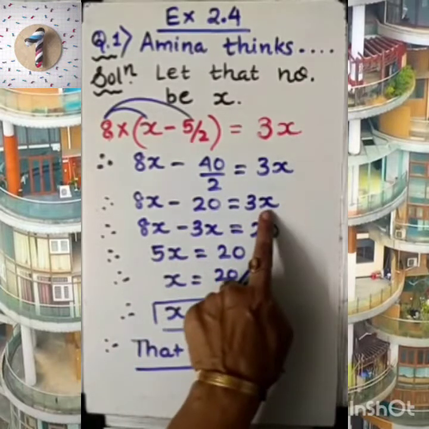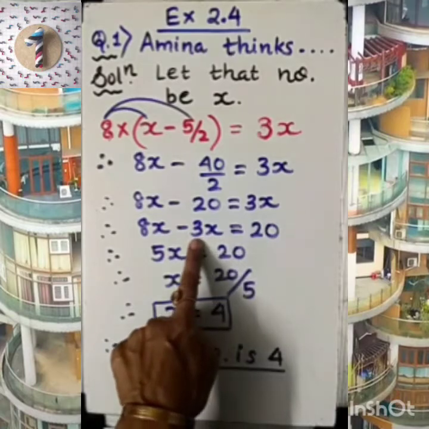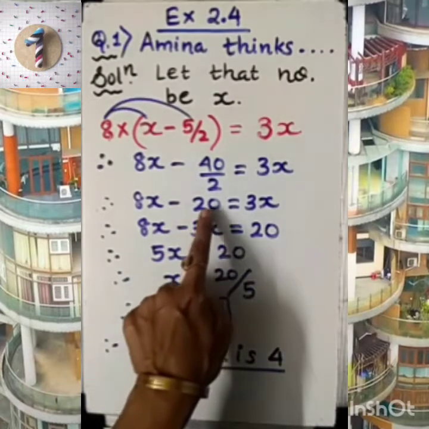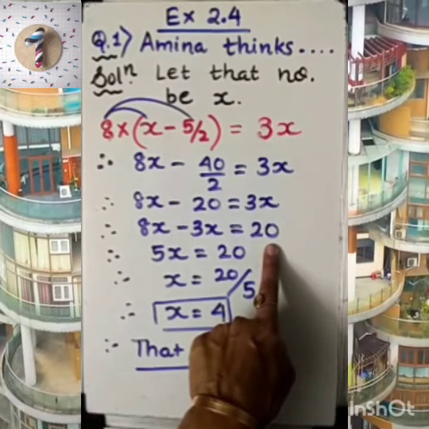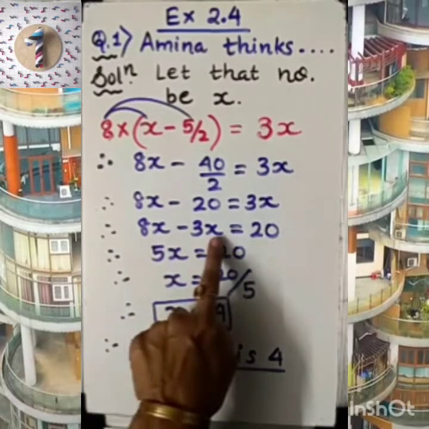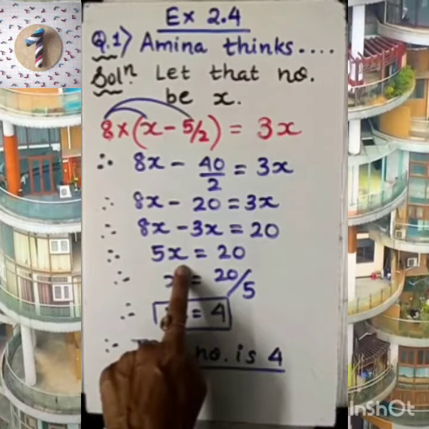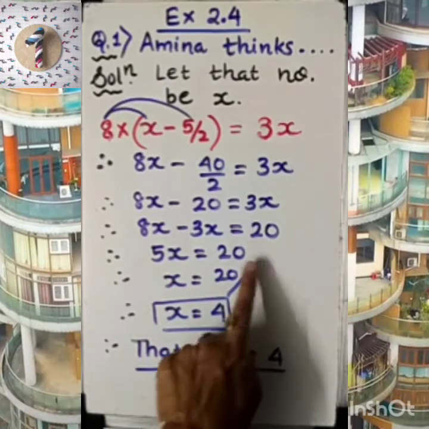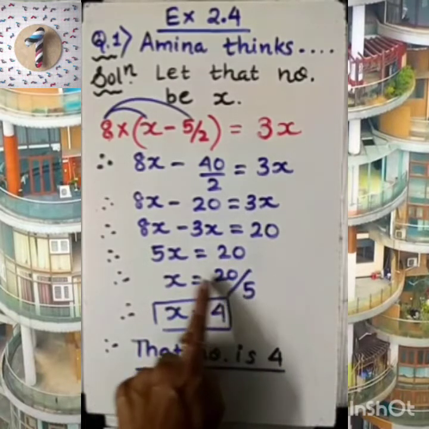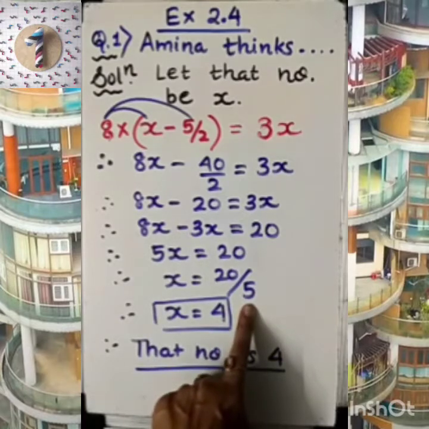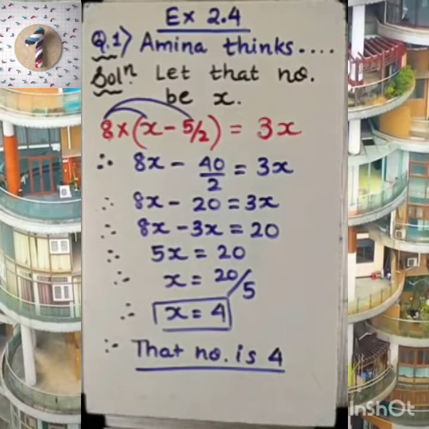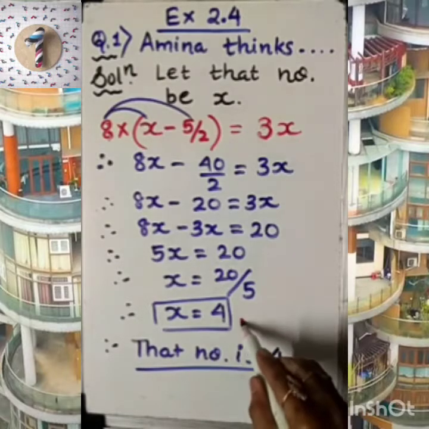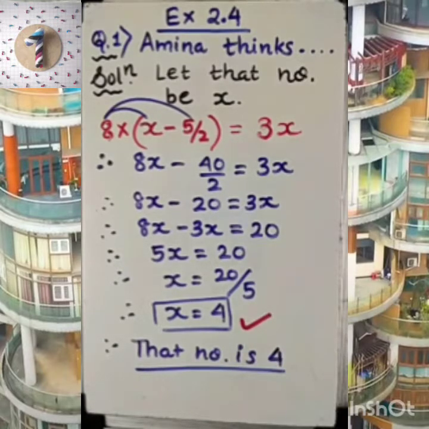So this time I am bringing this 3x to the left side, so it is minus 3x, and minus 20 I am transposing to the right side, so it becomes plus 20. 8x minus 3x, subtraction is 5x, equal to 20. So x equal to 20 divided by 5. So it gives the result 4, since 5 fours are 20. So the value of x is equal to 4. So my dear student, that number is 4.